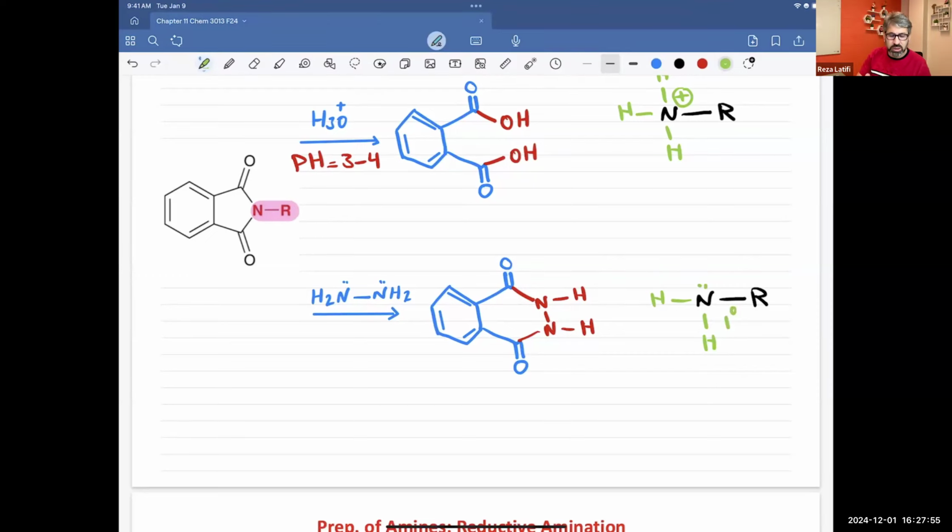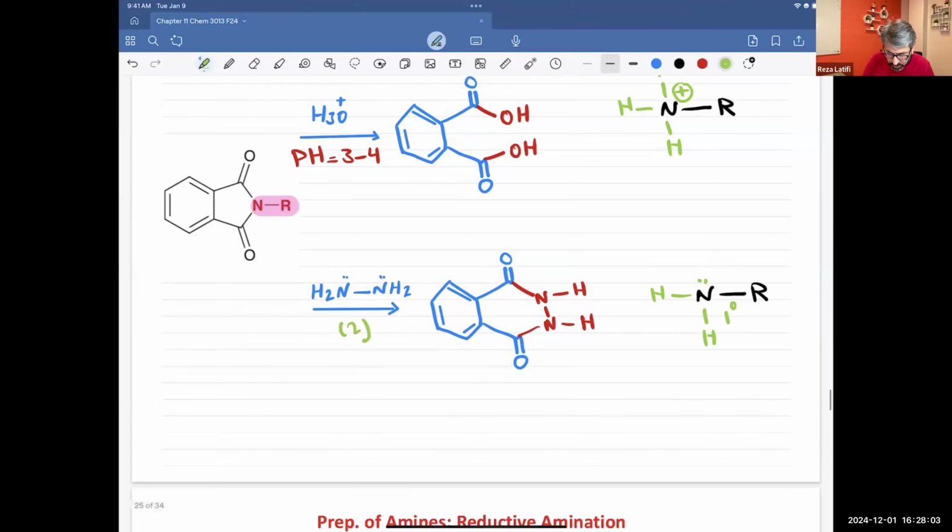And that's going to give us a primary amine. The nice thing with the neutral method, I call this one the second method, and that one the first method. The second method will give you a primary amine straight. The only thing that you need to do is separate it from the side product.